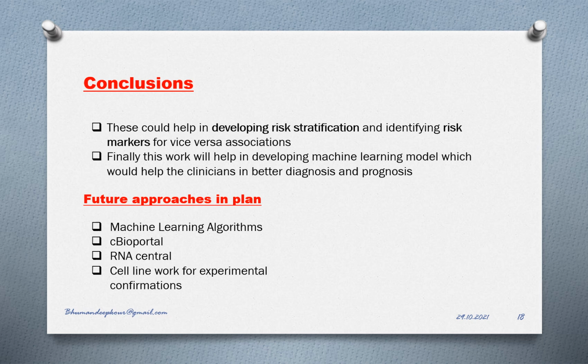In the future, accordingly, we have to design a machine learning algorithm. We will use cBioPortal to check the expression differences, so that we can see, if there is deviation in some part, how their expression might be changing. Then RNA Central we will also associate with the RNA part. Then, if we narrow down a particular biomarker, we will check with the help of cell lines whether our experimental work supports all the results or not. So we will check it experimentally also.